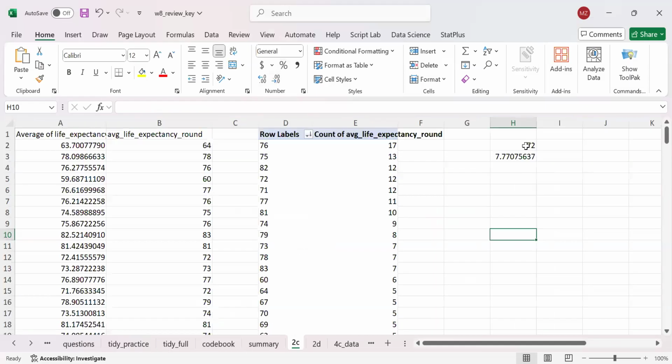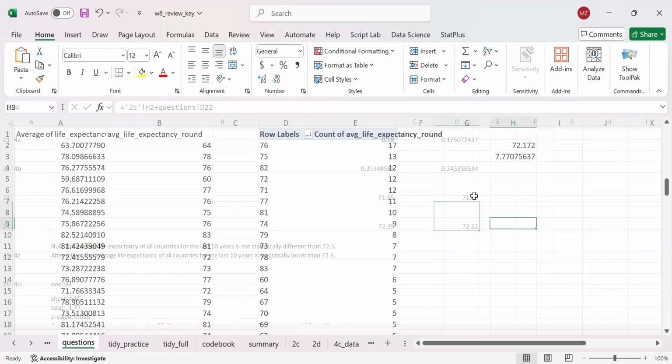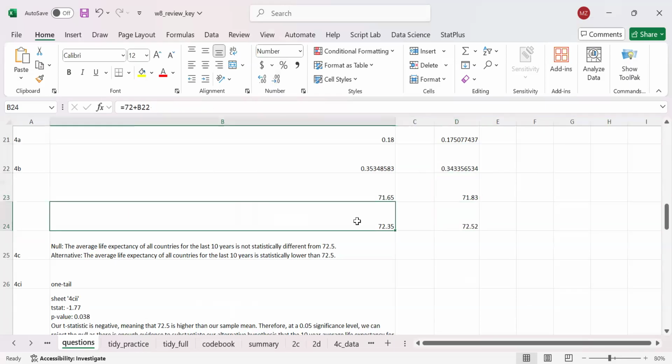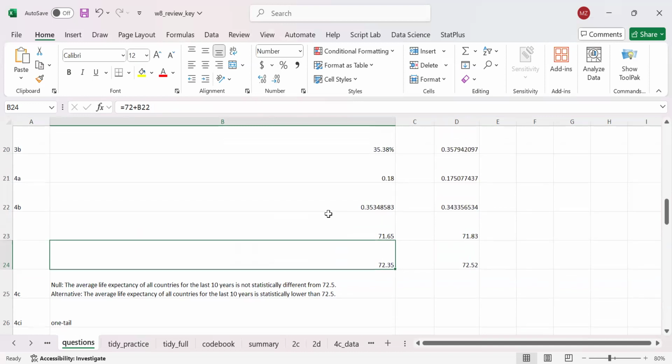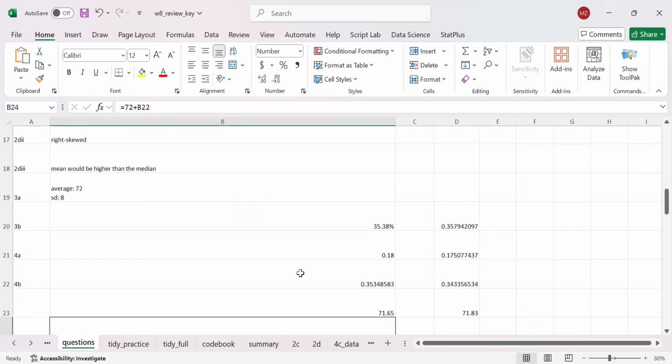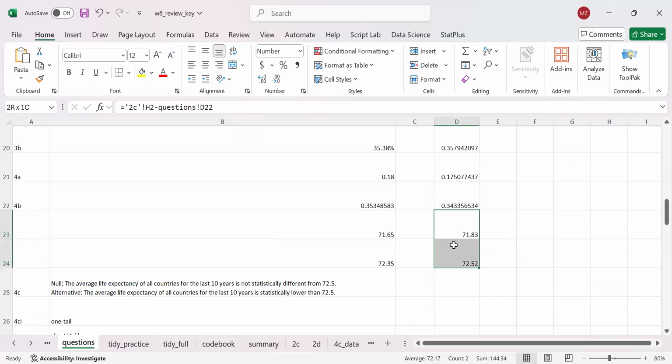And so this is basically not exactly 72. This is 72.172, right? That's why you are seeing these differences. These differences are because in the key we use the manual value of 72, but this is the more accurate answer because your average is not rounded, right? So this is the confidence interval, 95% confidence interval.